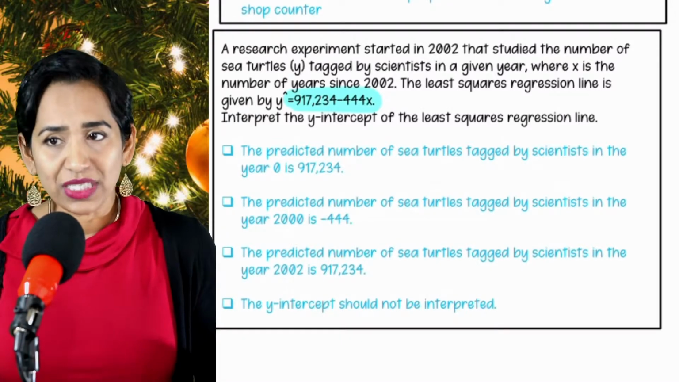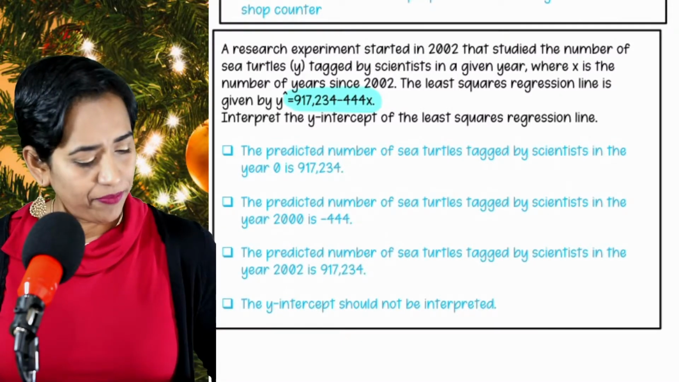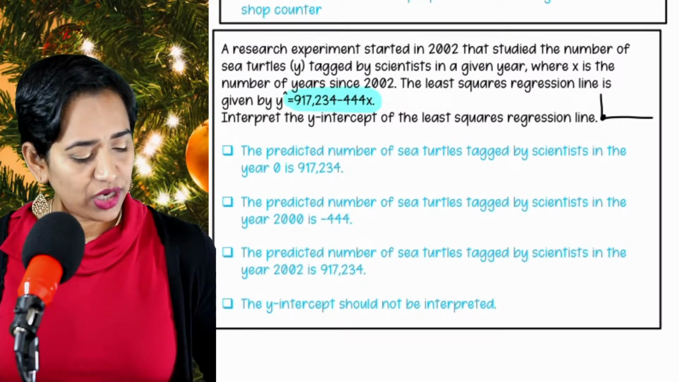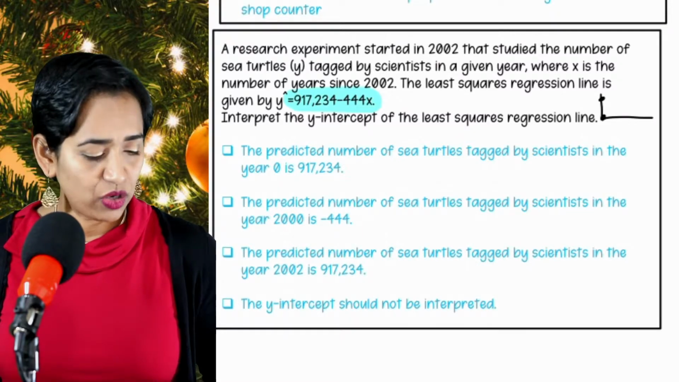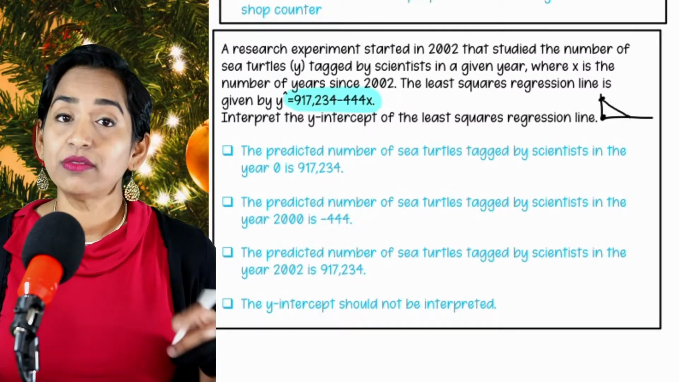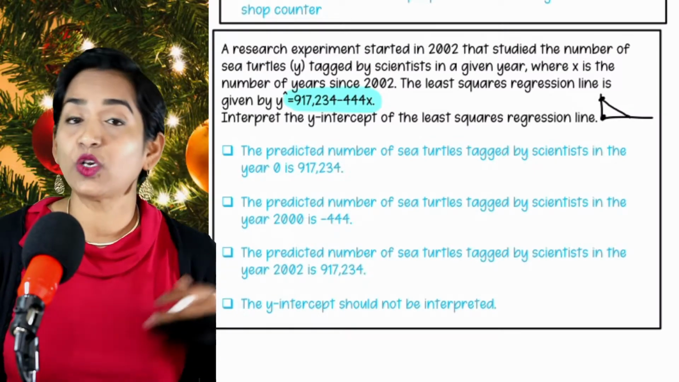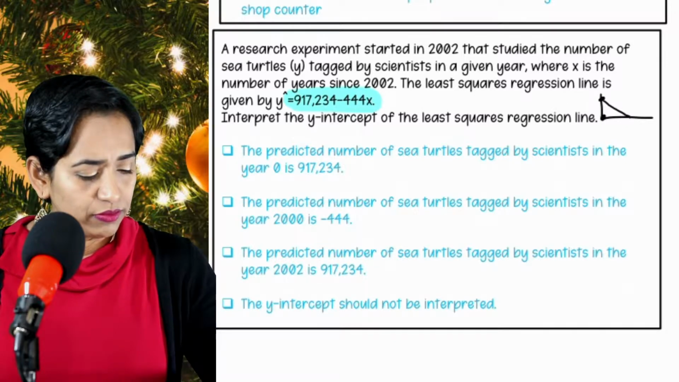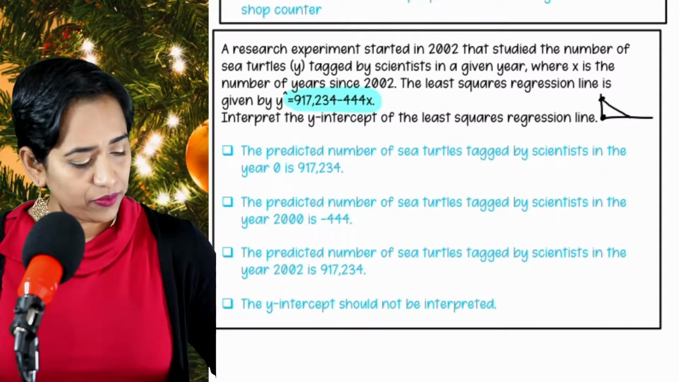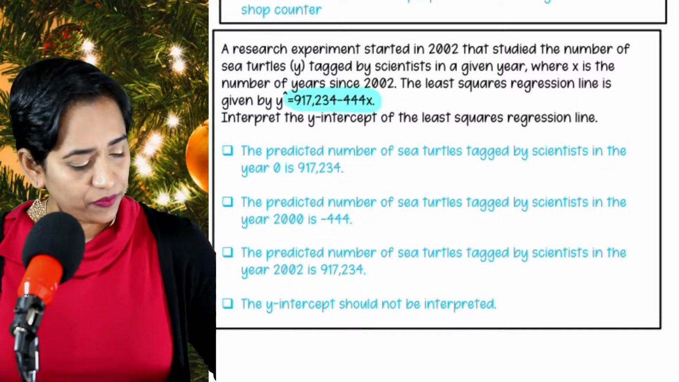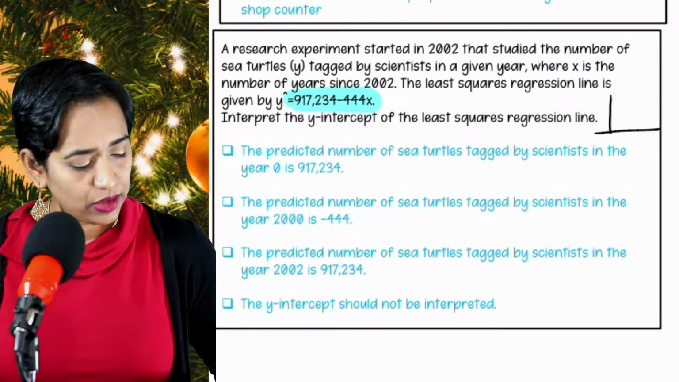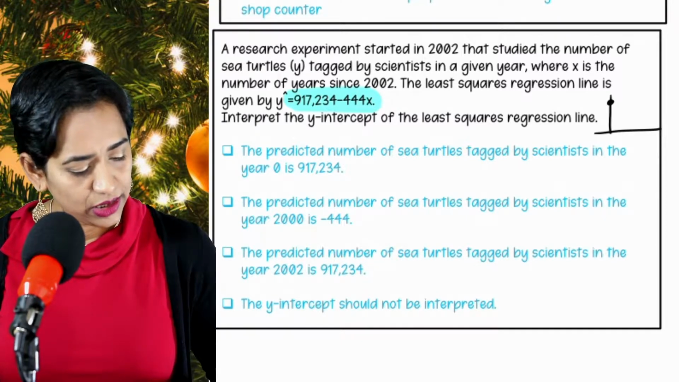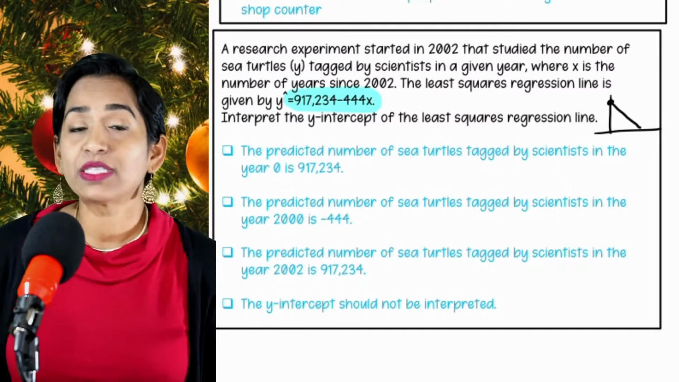So what I'm going to do is simply draw this. Can you see this? So this is 2002. I have 917, right? The slope is negative, so that means the line is going down. So sea turtles are decreasing. Let me redo it. So my 917, negative. Okay, so it's going down.